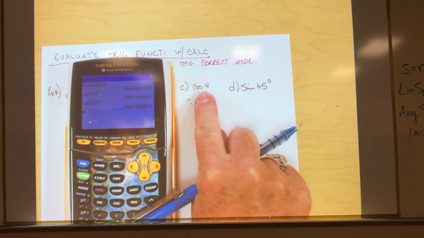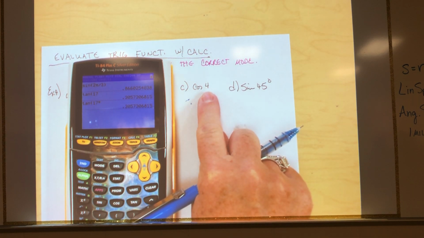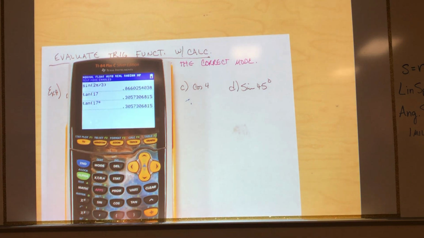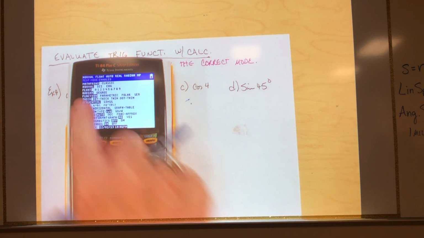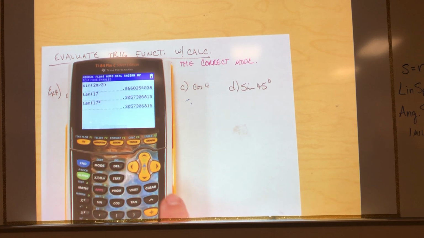Y'all listen to me. I'm telling you, if it doesn't have a degree sign, it's in radians. It is not going to say radians. Radians doesn't have a unit of measure. It's called radians, but we don't have a symbol. So I'm going to have to go back to my mode. I'm in radians, so I'm going to go the cosine of 4.